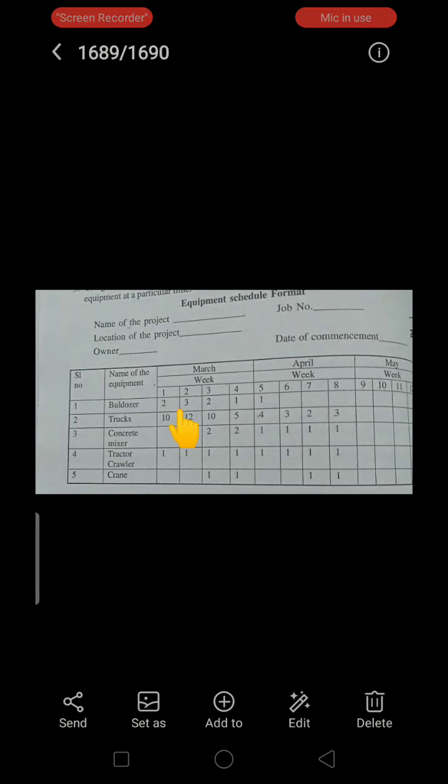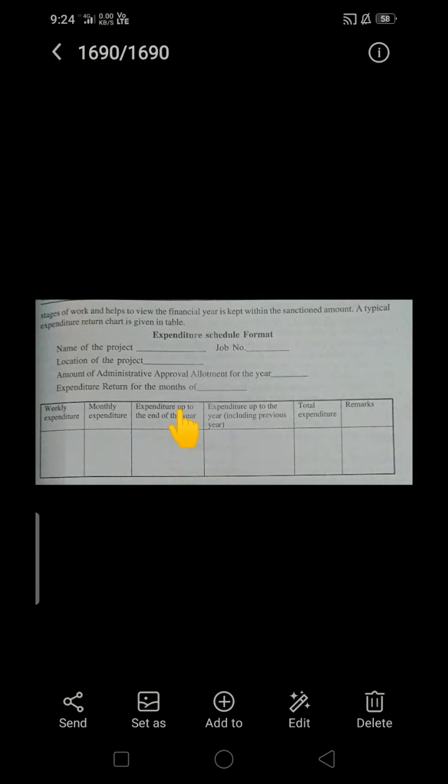Next, the last one, the expenditure schedule. We have to see it in this form. This is the format of the expenditure schedule: name of the project, job number, location of the project, amount of administrative approval, allotment for the year. Once our project estimation or work estimation is ready, we need to get approval from the administration. Then the expenditure return for that month, and in a particular month we are going to take some advance to execute the work. That also we need to mention here.